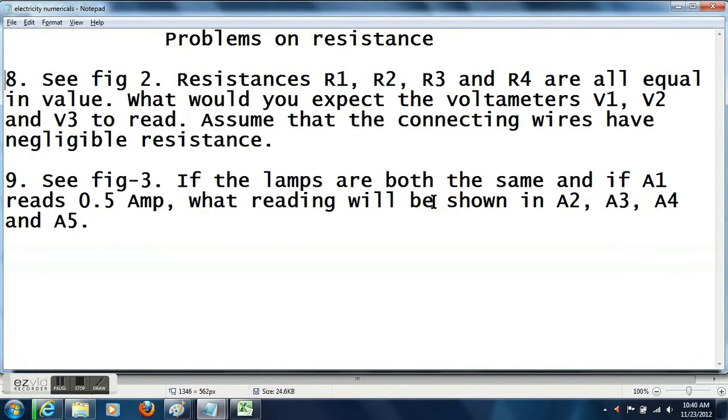Welcome to the next tutorial on current electricity. Here I will be solving the problem number 8.